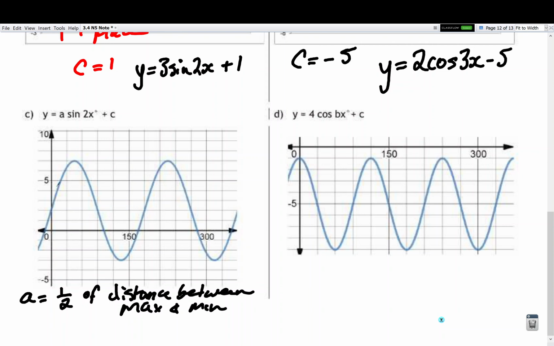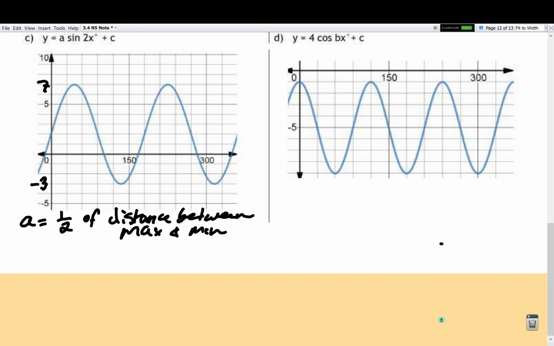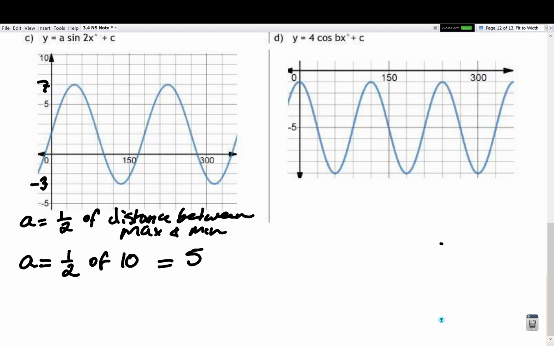So what is the maximum? So that is a maximum of 5, 6, 7. The minimum is at -1, -2, -3. So the distance between 7 and -3, that's a distance of 10. So that means that the amplitude A is therefore going to be half of 10. So A has a value of 5. I'll just extend this page a little bit here. Okay, so we've got our value of A.